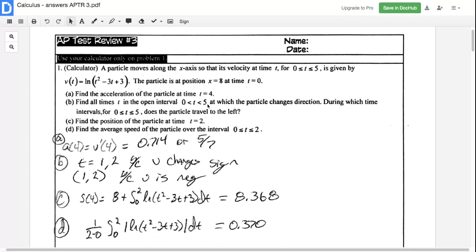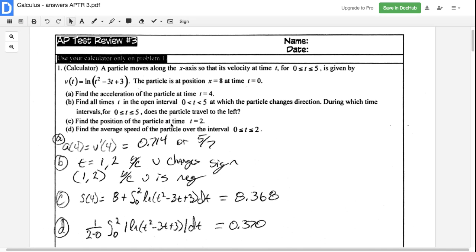I'm going to do menu 6, 1 to get my zeros, and as you see, my zeros are 1 and 2. So I'm going to say that's the first part of the problem. I'm going to say 1 and 2 because velocity changes signs. And then when does the particle travel to the left? I need velocity to be negative. So from my answer between 1 and 2, my graph velocity must be negative. So that means we're traveling to the left.